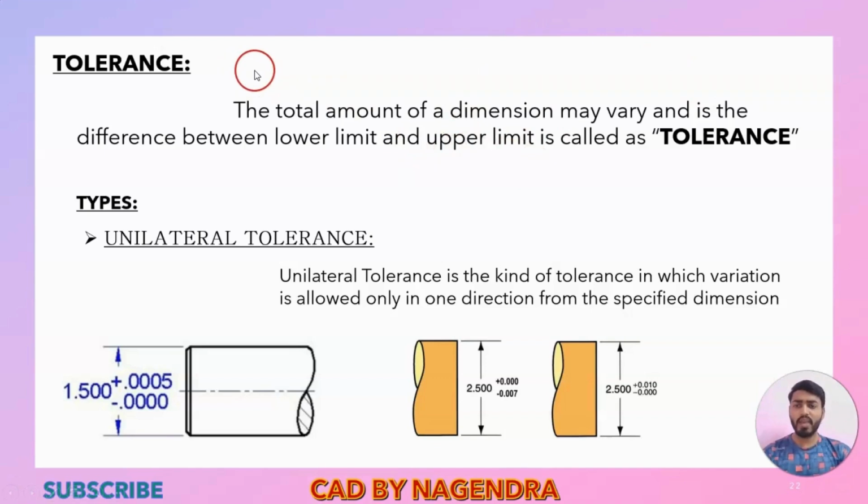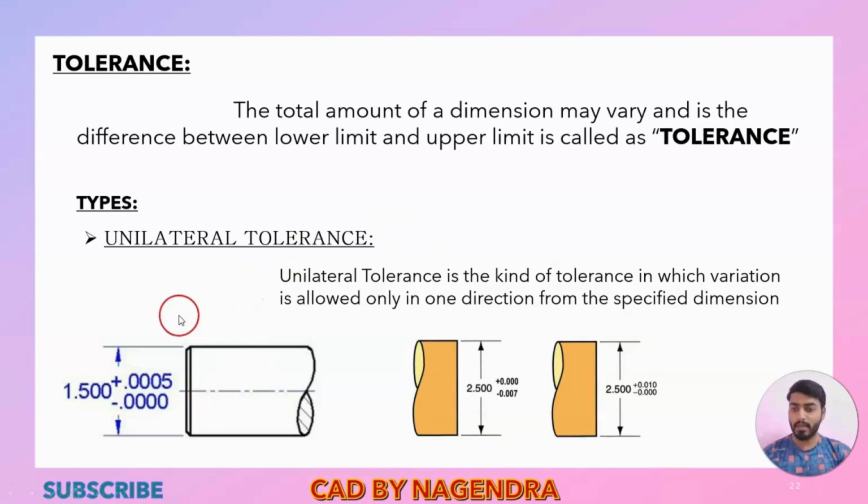Then in tolerance we have different types. Majorly we will tell two types: one is unilateral tolerance, one more is bilateral tolerance. First, unilateral tolerance. What is meant by unilateral tolerance? It is the kind of tolerance in which variation is allowed only in one direction from the specified dimension. Before, we told tolerance means plus or minus, but with unilateral tolerance, the variation will be specified in only one direction, either the positive direction or the negative direction.